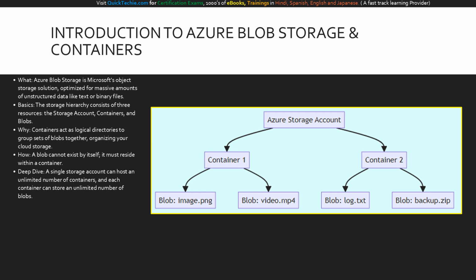Looking at this diagram, we see the fundamental hierarchy of Azure Blob Storage. At the very top is the Azure Storage Account, which acts as the parent management resource. Branching down, we have our containers, acting as logical folders to separate our workloads. Inside these containers reside the actual blobs, representing our unstructured data. As you can see, Container 1 holds media files like images and videos, while Container 2 is used for logs and backups. This structure keeps massive datasets organized and allows us to apply different security policies to different containers.